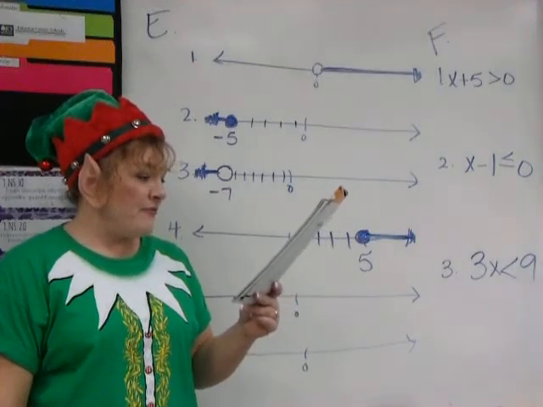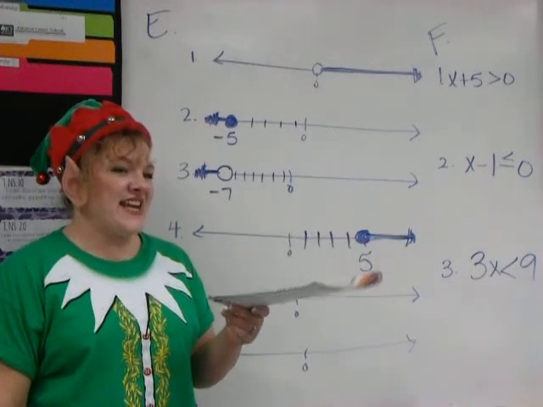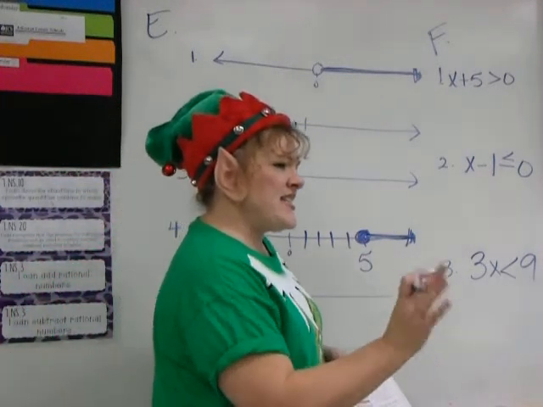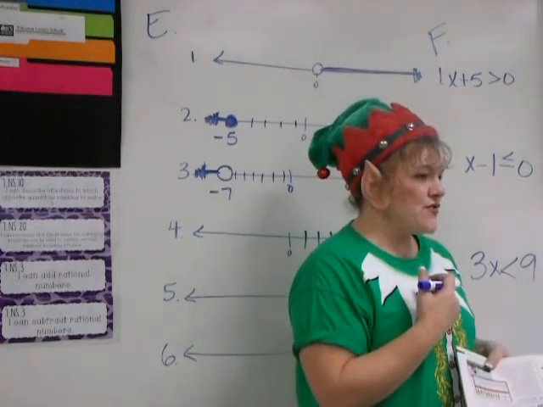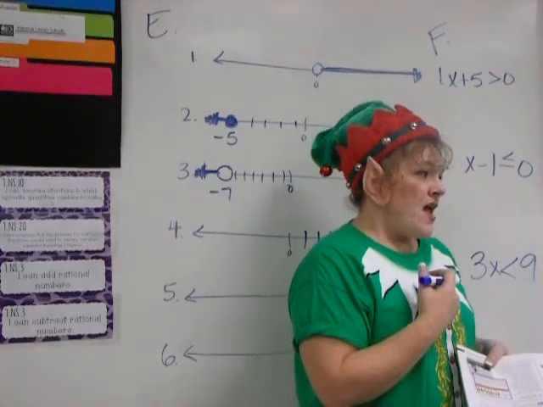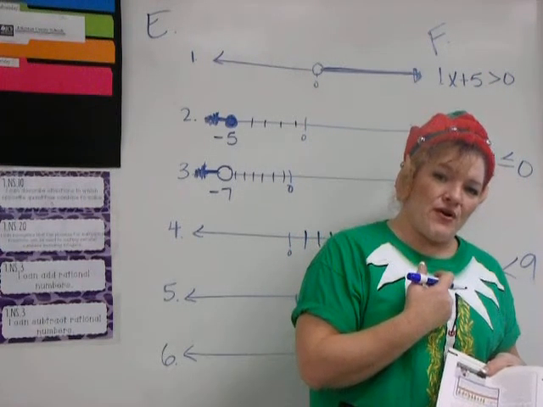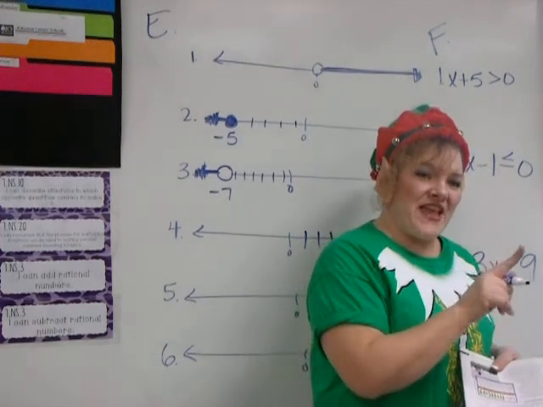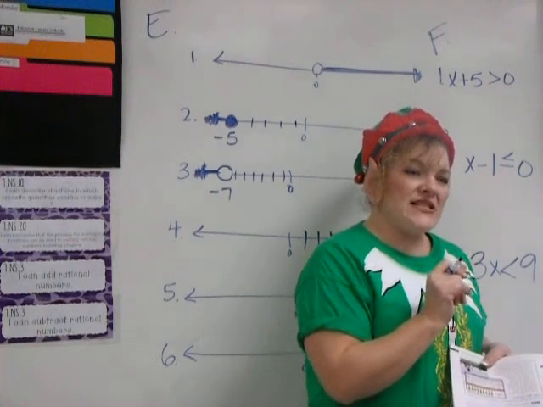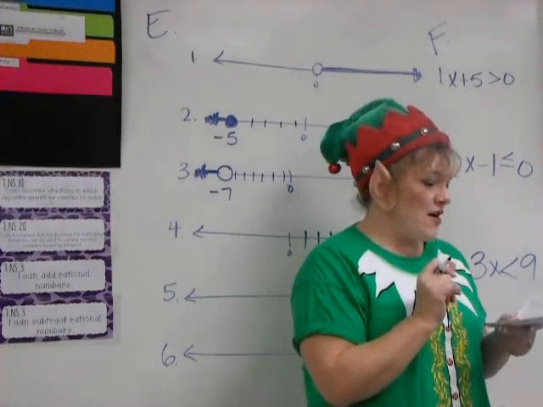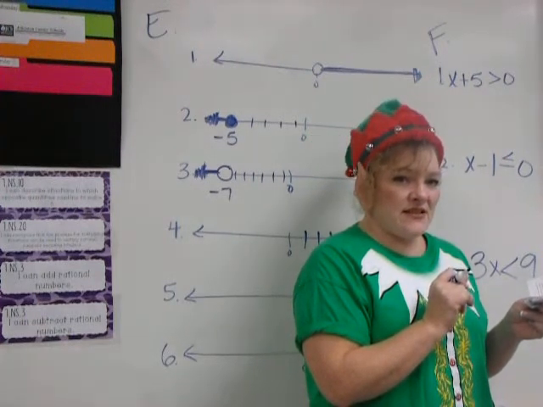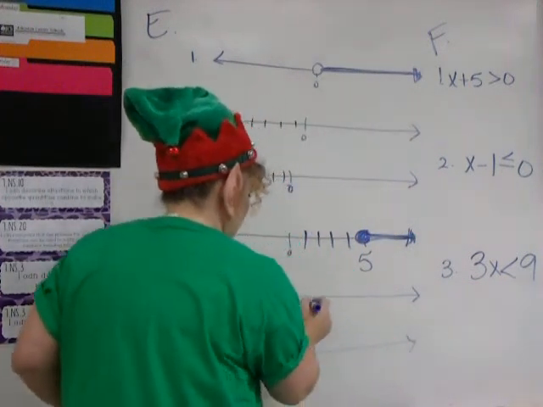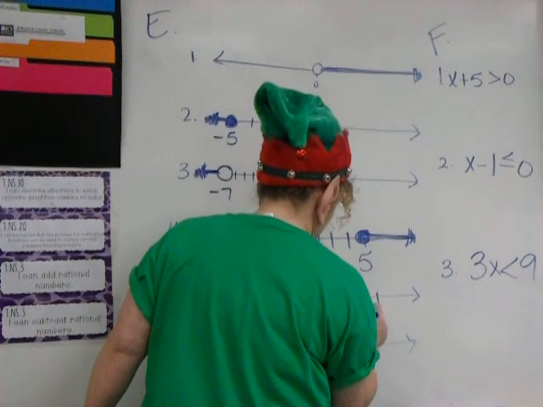Number 5, 6 is less than X. Now, anytime my X is not on the left, I get confused. So I read it backwards, and I start reading it from the X. So this is another way to read number 5. X is greater than 6. So I know that I need to put my circle around 6.